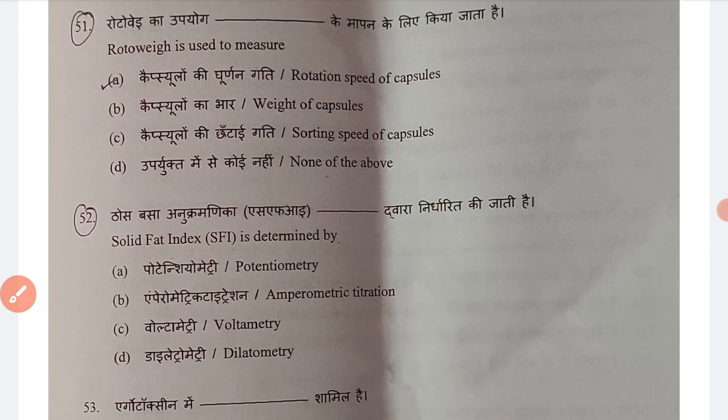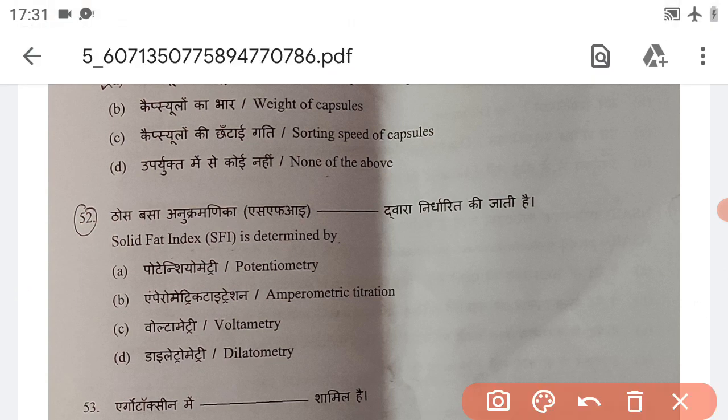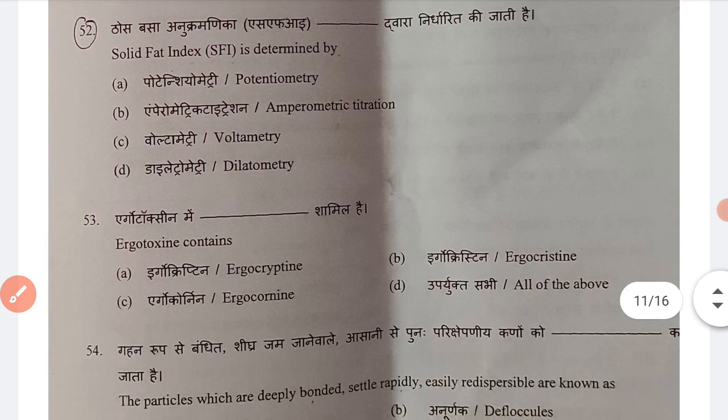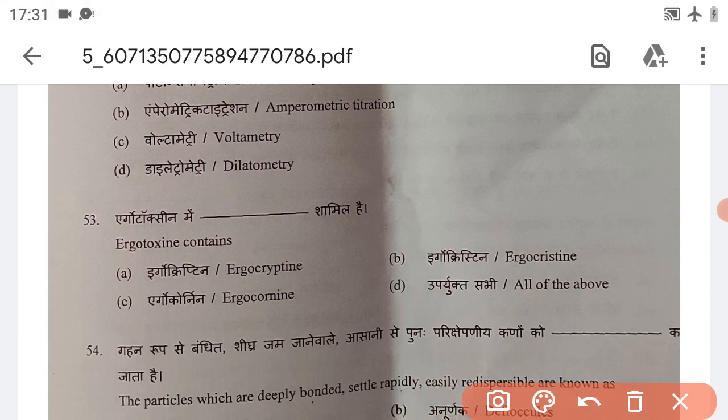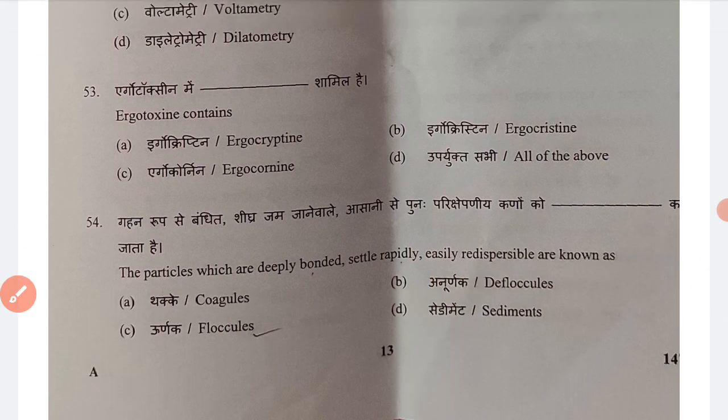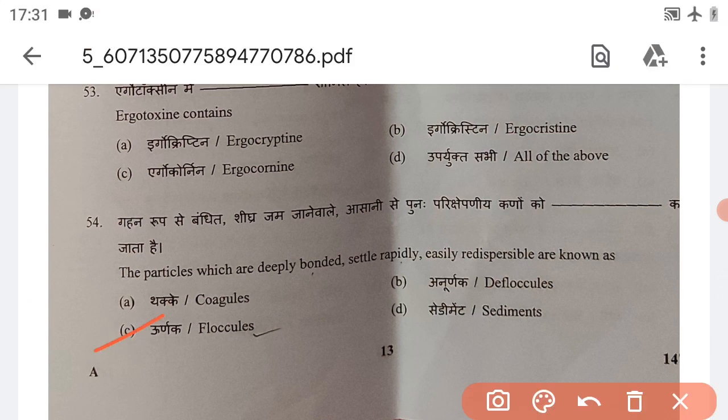Solid fat index, SFI, is a measure determined by dilatometry. And next, ergotoxin consists of ergocornine, ergocristine. Next, the particles which are deeply bonded settle rapidly and are easily dispersible. So easily redispersible is a flocculated suspension, in short form, floccules.